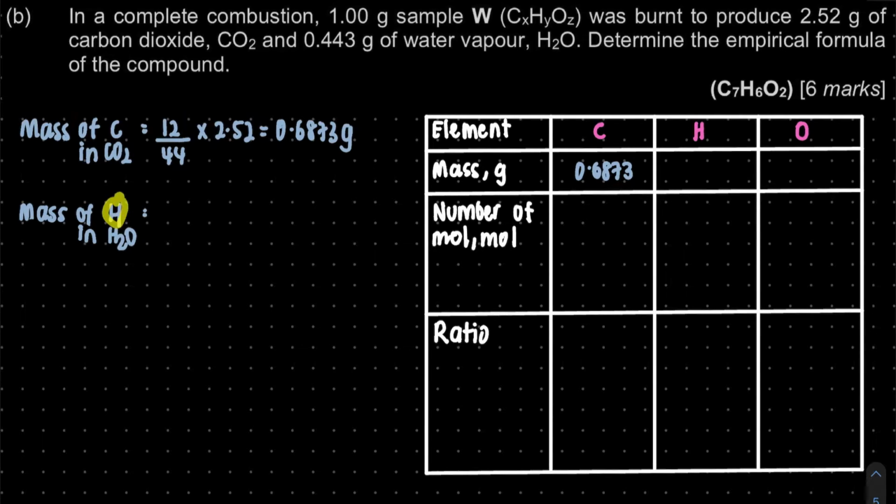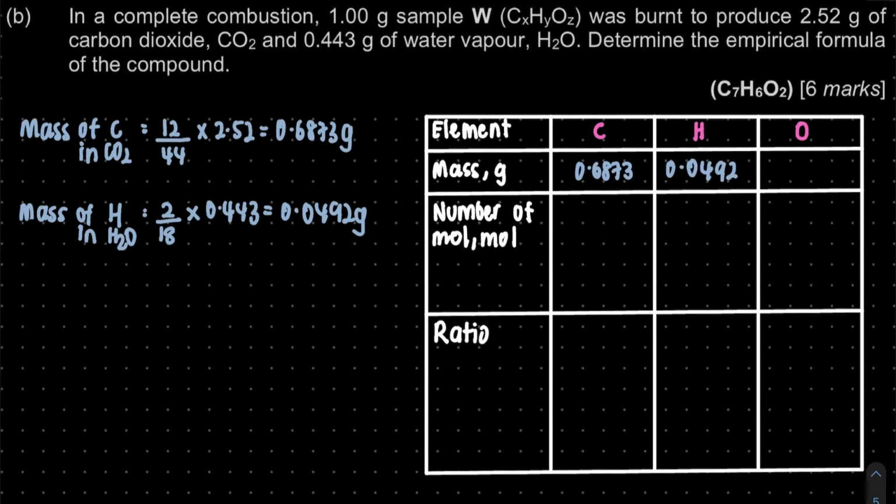Hydrogen, the molar mass is 1. But in H2O, as we can see, we have 2 hydrogen. So we're going to do 2 divided by 18. Again, hydrogen here is 2, O is 16, times the mass of H2O itself, which is 0.443. Then we will get the mass of H to be 0.0492 gram. Then we can substitute the value straight away into our Marmora table.